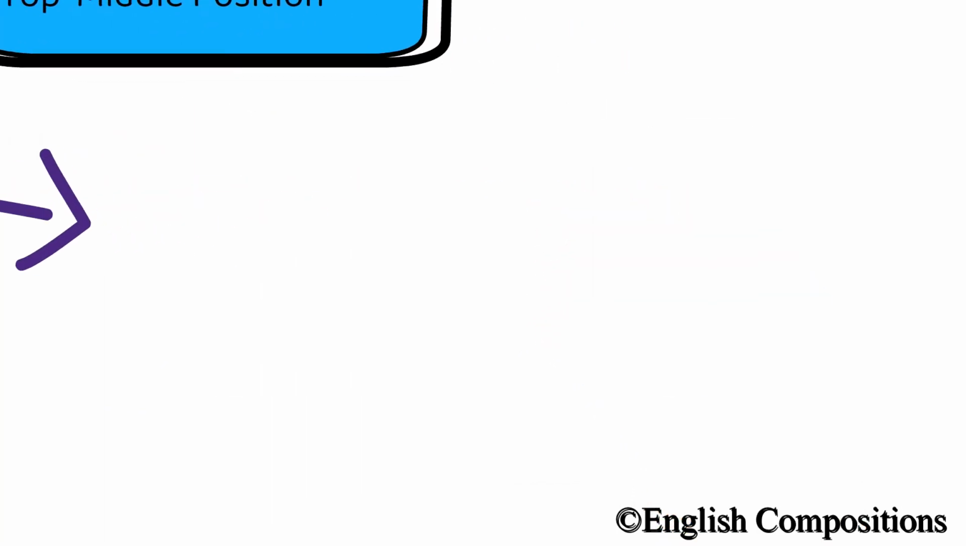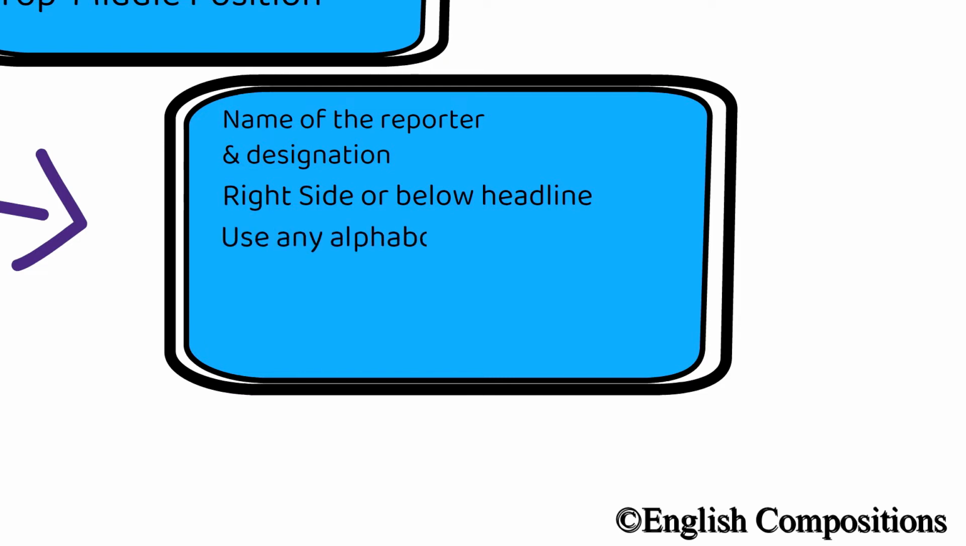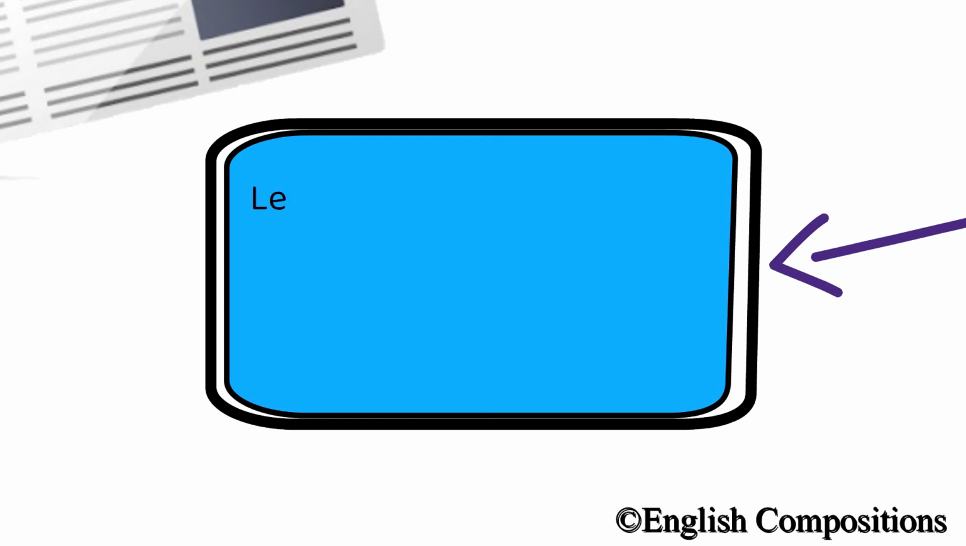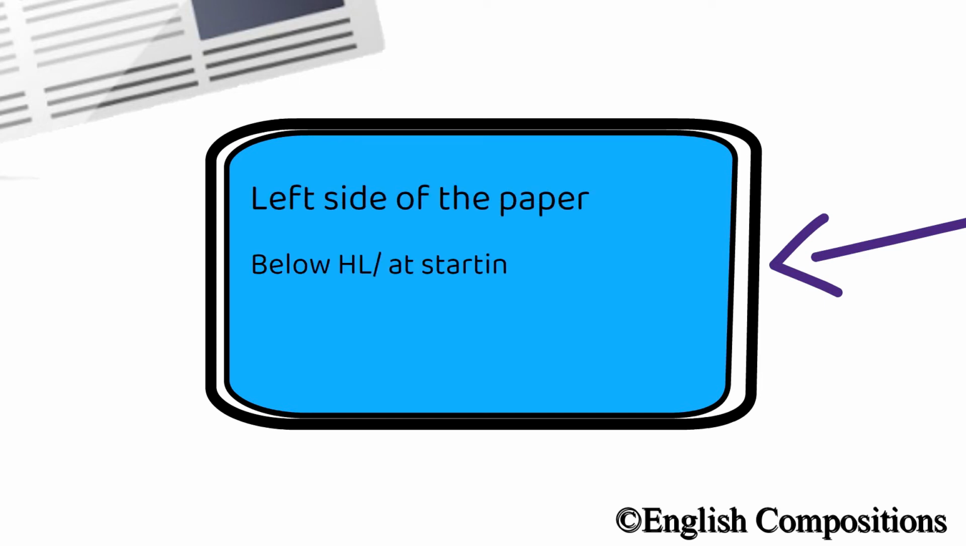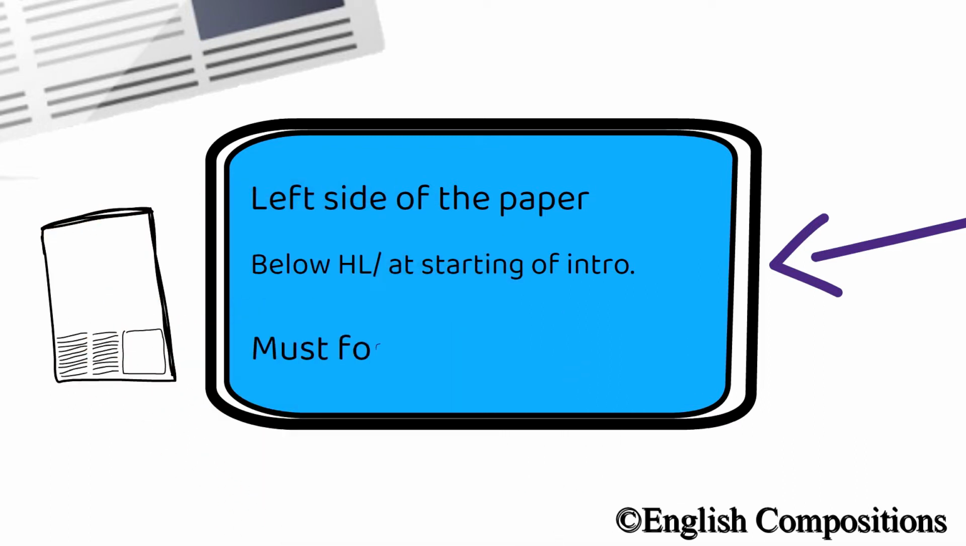Byline. The name of the person writing the report along with the designation at the right side, below the headline, and it is generally given in the question, and if not, then you can use any alphabets like X, Y, Z, etc. Remember, you're not supposed to mention your personal details in your answer. Place and date. It has to be at the left side of the paper, below the headline, or at the starting of the introduction. It is generally not mentioned in a magazine report separately, but in newspapers it has to be there.